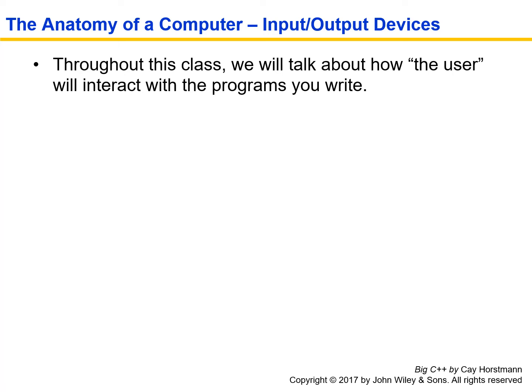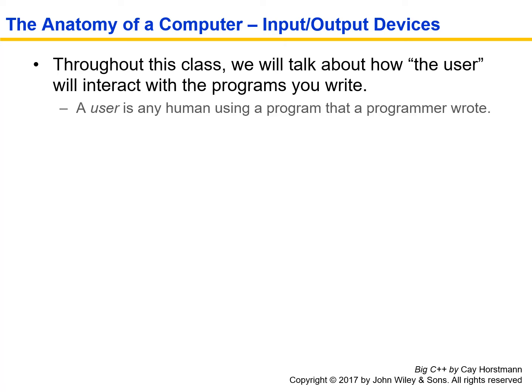Input-output devices. Throughout this class, we're going to talk about how the user will interact with the programs you write. What is a user? A user is any human using a program that a programmer wrote. Okay, so in most of the cases that we program in this class, you're actually going to be the user for your own programs. I'm going to say, write a program that lets the user keep a journal. Well, who's going to keep the journal?